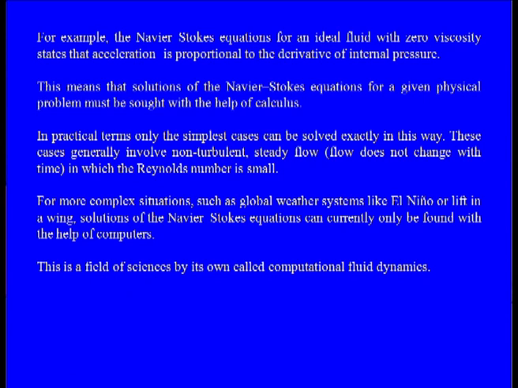As we know, if the Reynolds number is very small, then the flow is laminar, non-turbulent flow. If the velocity becomes too large, in that case the Reynolds number will be very large, and the flow will no longer be laminar, it will be turbulent. For more complex situations such as global weather systems like the El Nino problem or lift on a wing, solutions of the Navier-Stokes equation can currently only be found with the help of computers. This is a field of science in its own right called computational fluid dynamics.